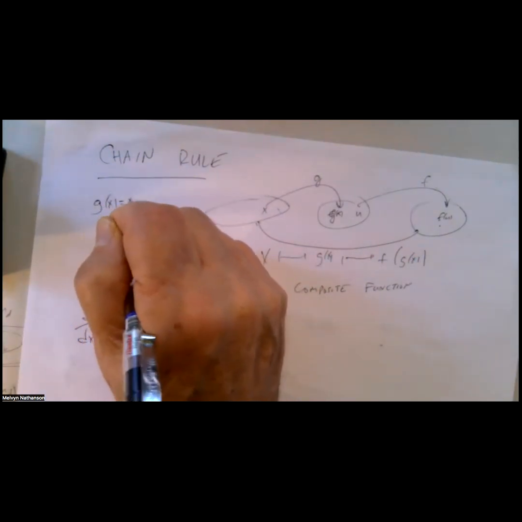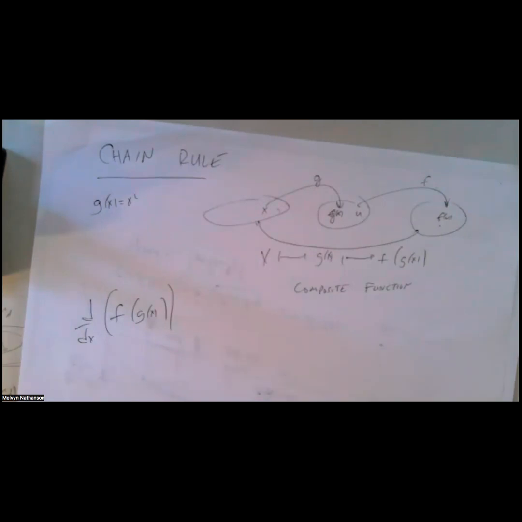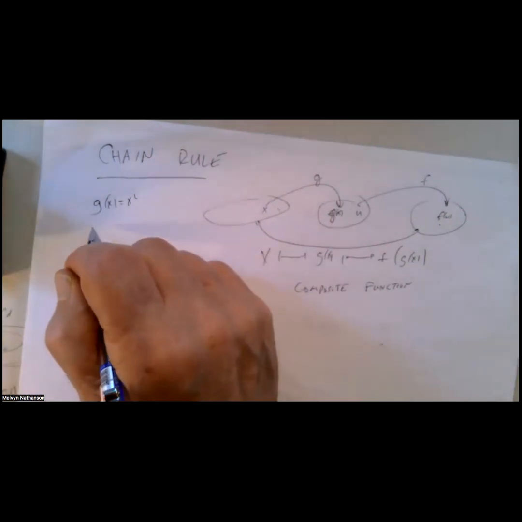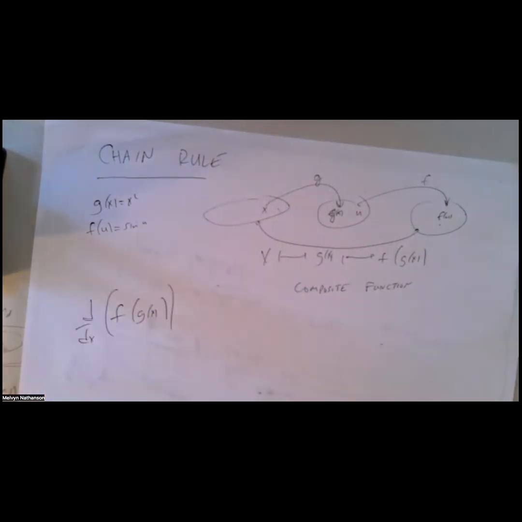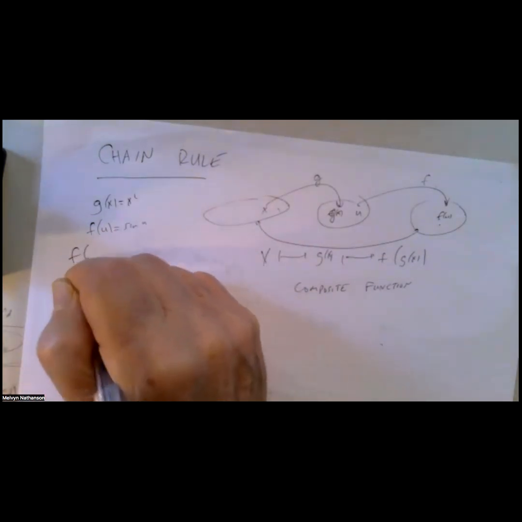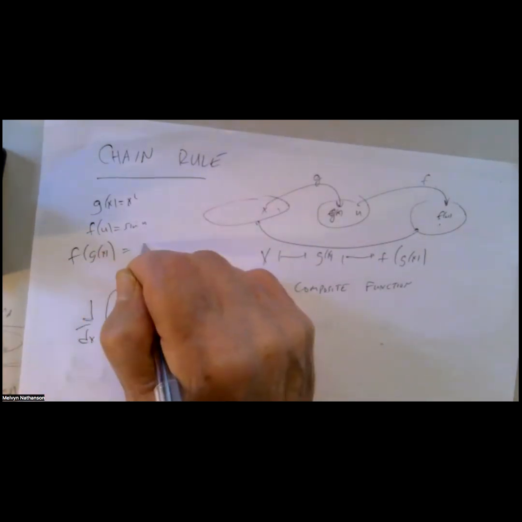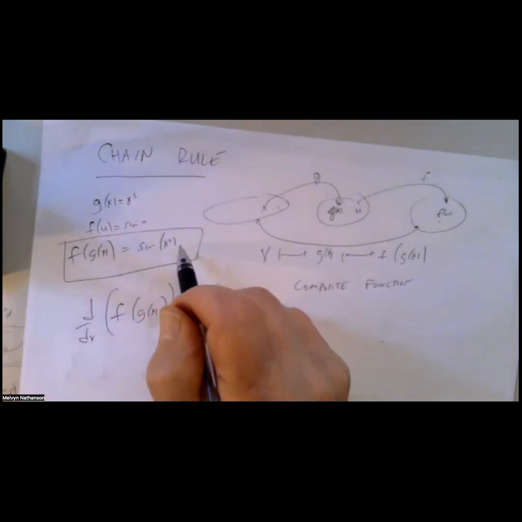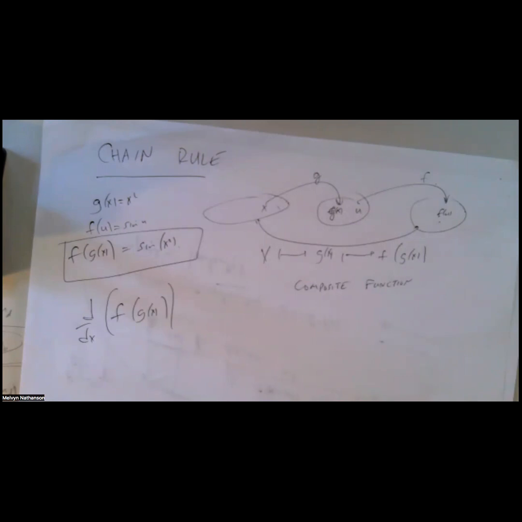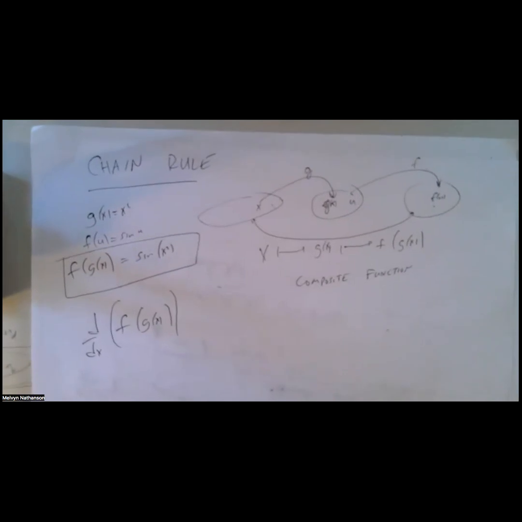Suppose g of x is x squared. That's a simple function. We know the derivative is g prime of x. Suppose we have a function f of u equals sine u. We know the derivative of the sine is the cosine. But if you take the composite function f of g of x, that's equal to the sine of x squared. And that derivative is something new for us, something we haven't seen yet, and maybe a little bit hard to calculate.